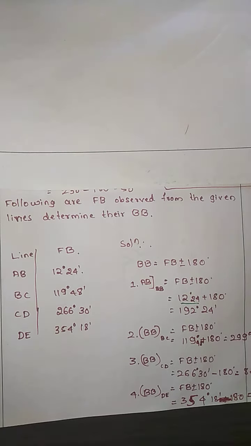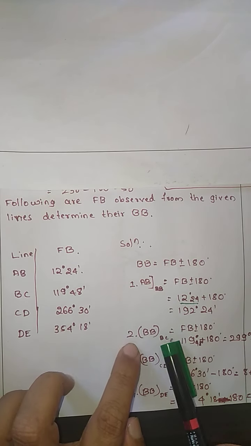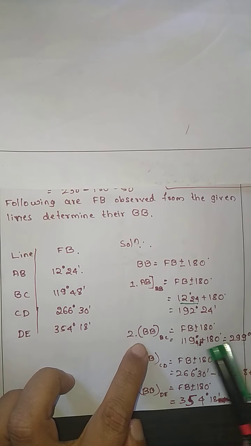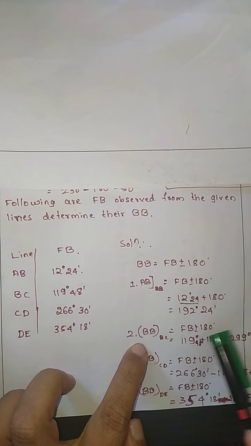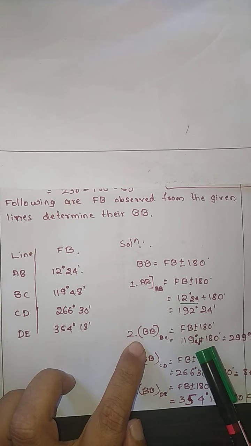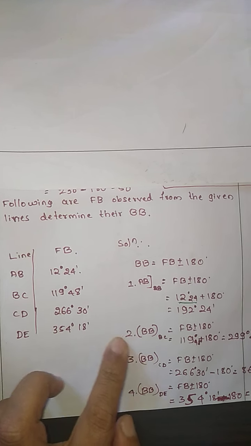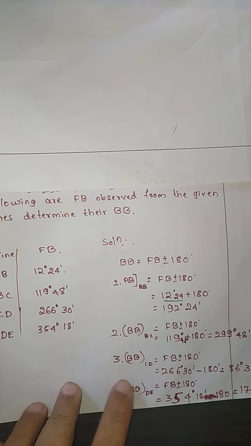Similarly, you will do the other problems. Back bearing of the line BC you need to find. Fore bearing plus or minus 180. Again the fore bearing is less than 180 degrees. So 119 degrees 48 minutes plus 180 gives 299 degrees 48 minutes.